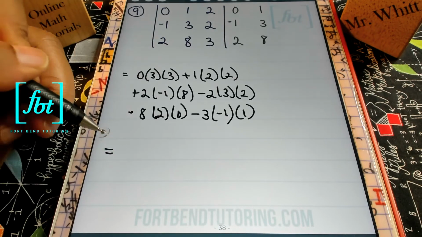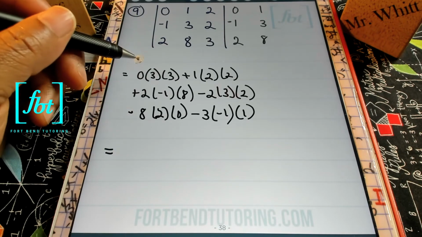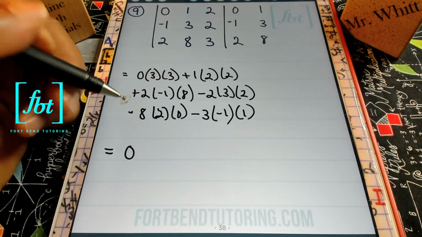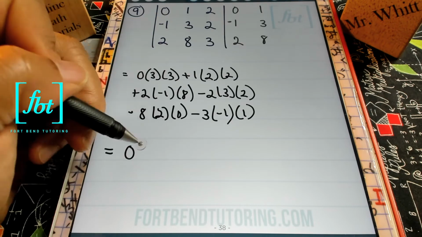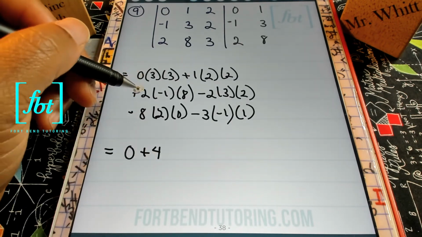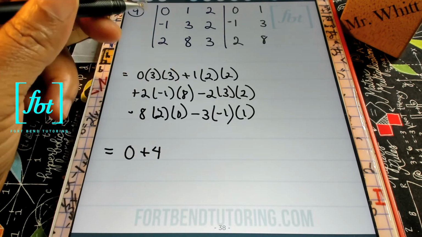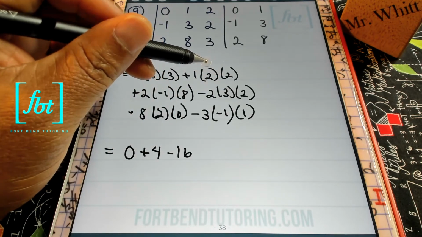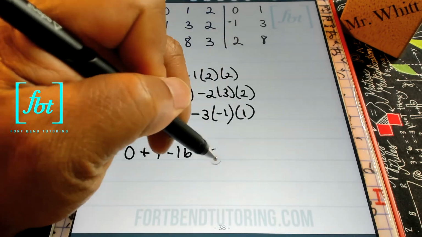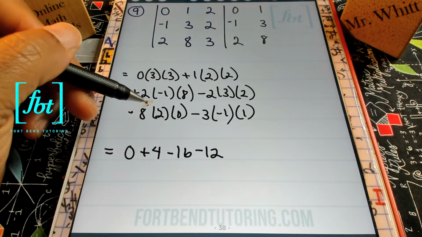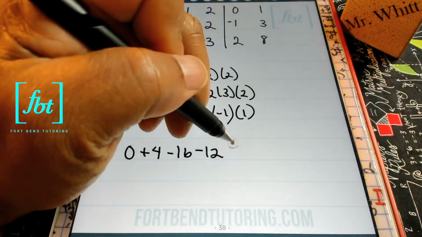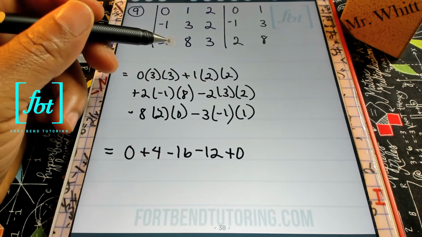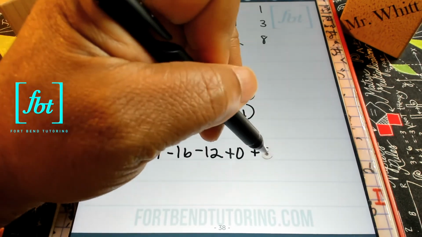Let's go ahead and simplify this, guys. You have 0 times 3 is 0. 3 times 0 is 0, guys. Then you'll have 1 times 2 is 2. 2 times 2 is 4. You'll have 2 times -1 is -2. -2 times 8 is -16. Then you'll have -2 times 3, that gives you -6. -6 times 2 is -12. Then you'll have -8 times 2 is -16. -16 times 0 is 0. And then you'll have -3 times -1 is +3. 3 times 1 gives you 3.